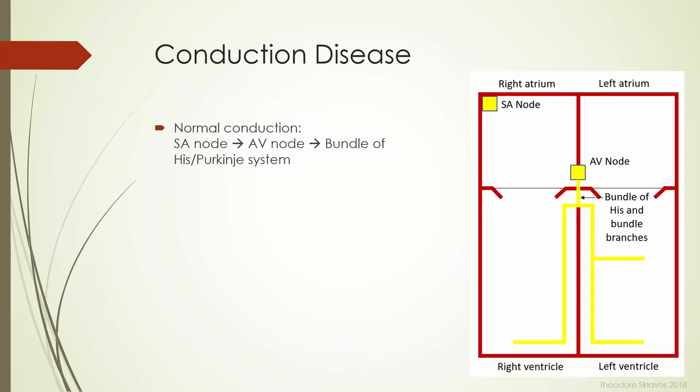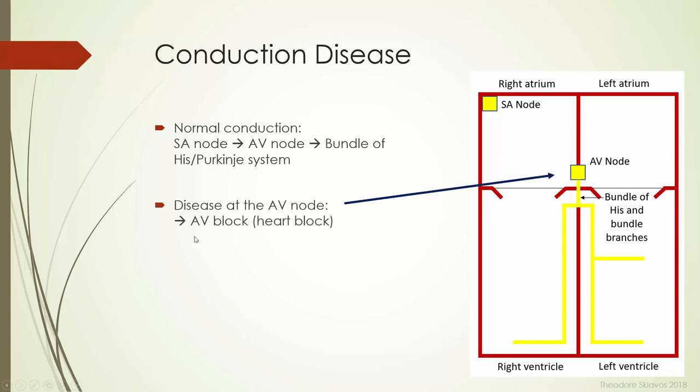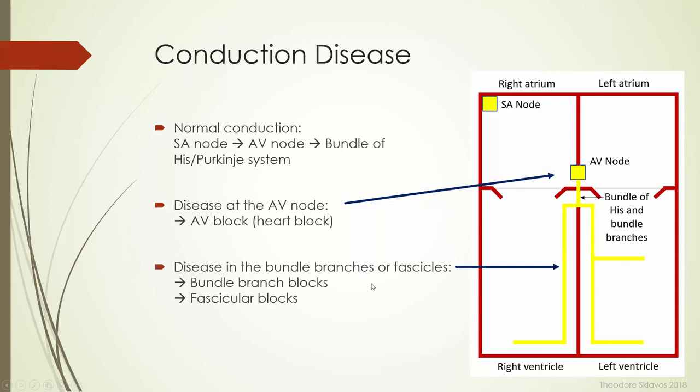So, if the conduction disease is at the level of the AV node, well, that results in AV block. If the disease is at the level of the bundle branches, that results in bundle branch blocks. And if it affects the fascicles, then a fascicular block. And of course you can get combinations of all of these. But what if the first link in this chain, the sinus node, fails to fire? What if no electrical impulse arrives at all? Well, in that case you get what's called an escape rhythm, and we're going to talk about that first.